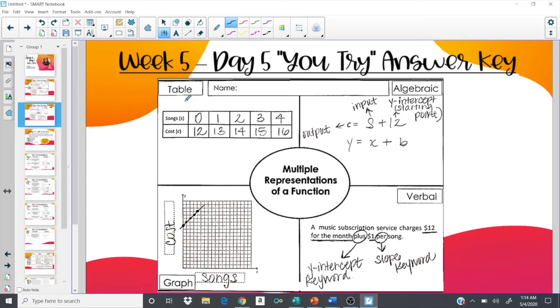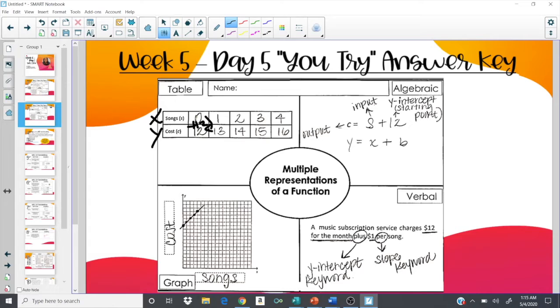To create the table, I started with 0 and went in order. From there, I added 12 to each of my X values because we know our Y-intercept is 12, or our additive relationship between our X and Y values is plus 12. Okay? So 0 plus 12 will give you 12, 1 plus 12 will give you 13, and so on.